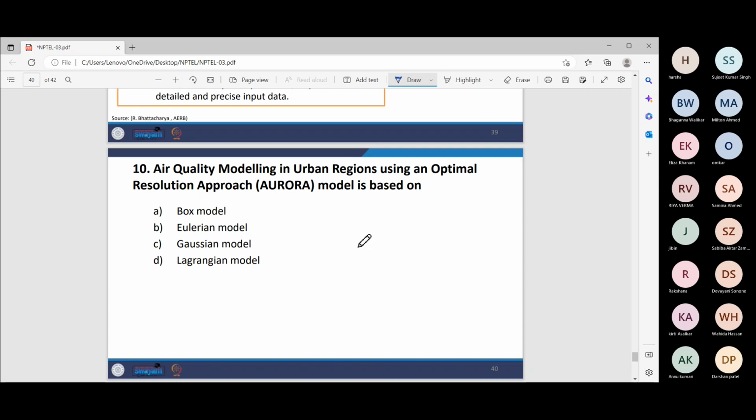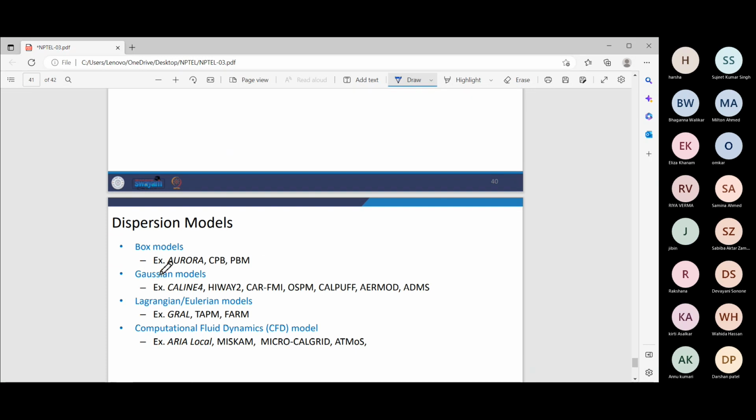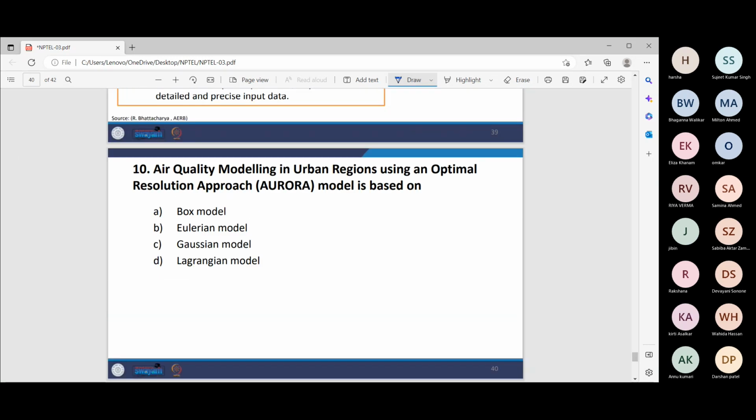Okay, so these are the types of dispersion models. For some of the examples of dispersion models, for box models, examples are Aurora and CPB and PBM. So for the Aurora, this will be a box model.